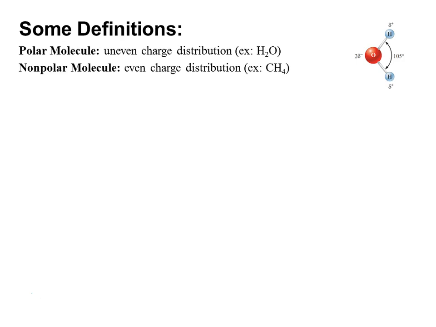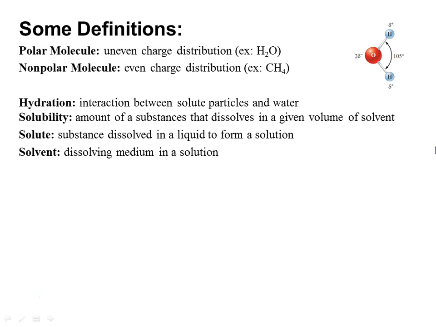The first couple of things that I want to talk about is polar versus non-polar. This is a pretty important concept that we're going to come back to time and time again. But notice with this example up here, this is water. It is a polar molecule. So when we talk about uneven charge distribution, we're talking about this little positive here, that little negative there, a little positive there, how things are unevenly distributed. There's positives on one side, negatives on the other side. A non-polar molecule is going to have the charges evenly distributed. Hydration, solubility, solute, solvent, make sure that you're comfortable using all those terms.